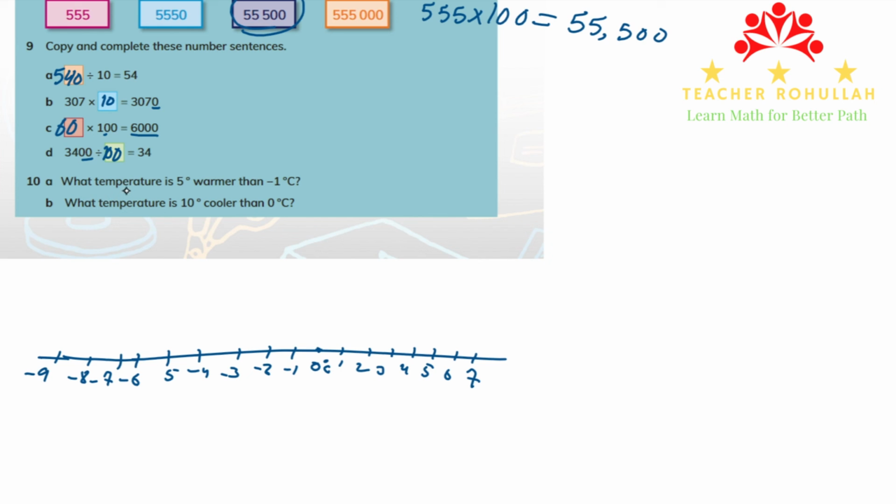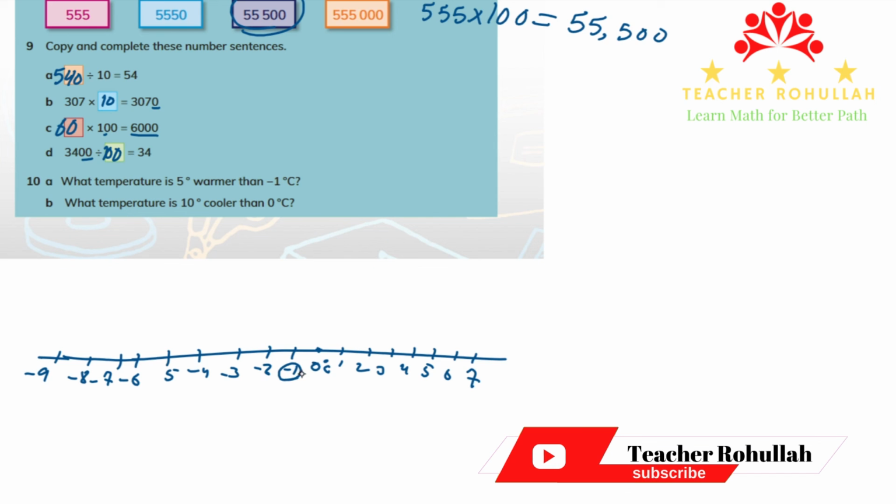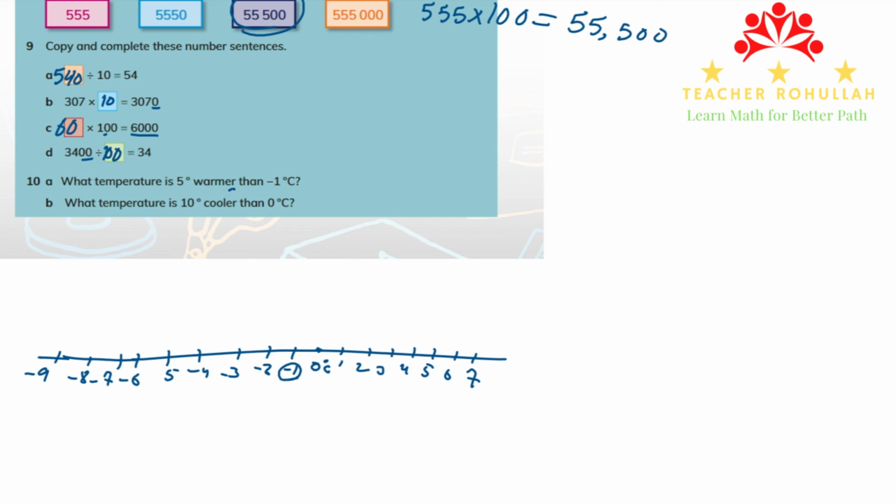Now let's go back to the question. In part A, it says, what temperature is 5 degrees warmer than -1? So on the number line, we have to first find -1, which is here. 5 degrees warmer means 5 degrees to the right, because as it goes to the right, the temperature becomes warmer, and when it goes to the left on the number line, the temperature becomes colder or cooler. So if we move 5 degrees from -1, we can find the temperature. 1, 2, 3, 4, 5. The temperature that we found is 4 degrees Celsius. So the answer for this is 4 degrees Celsius.